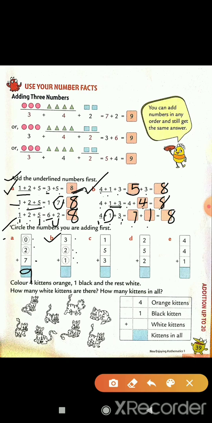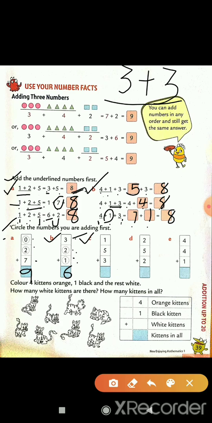Next, B, 3, 2 and 1. 2 and 1 are already circled here. 2 plus 1 is equals to 3. Now 3 plus the number which is remaining, 3. So 3 plus 3 is equals to 6. So your answer is 6. You need to write here 6. For this also you need to remember your number combinations. Got it, students? Next, C.